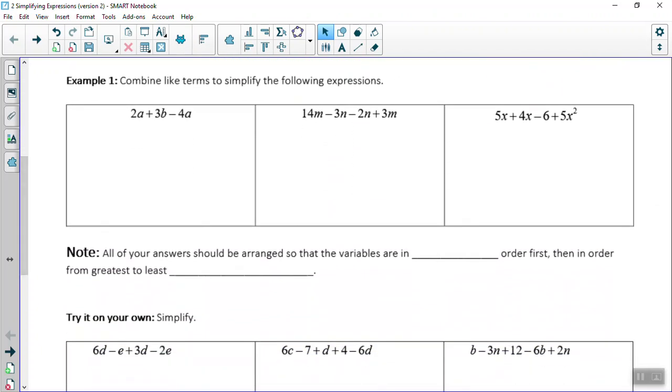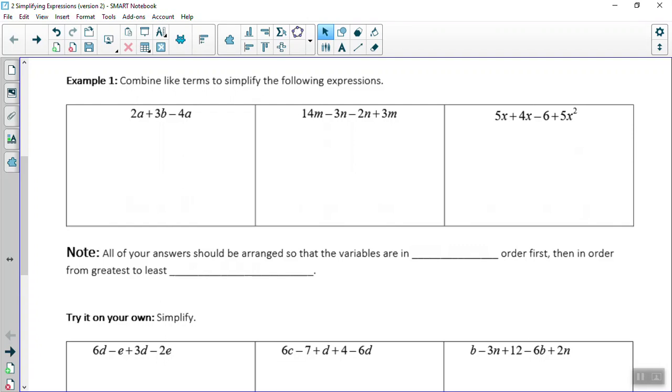So the process that I use to combine like terms is more of a grouping process. And you may have learned it in a different way, but this is how I teach it. So if you prefer the way that you've learned in the past, you absolutely can use that. If this way makes more sense for you, then use this way.